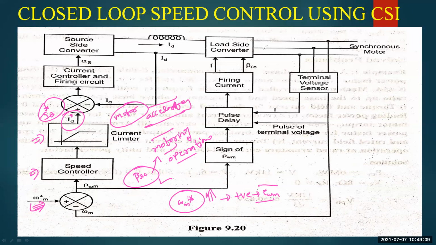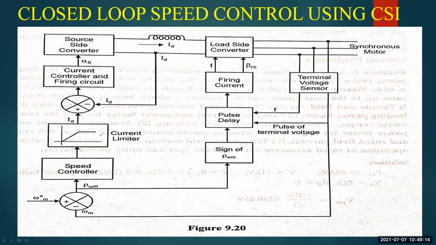Okay, the motor accelerates fast. When close to the required speed, that means omega m star and omega m are approximately equal. When close to the required speed, this current limiter desaturates.